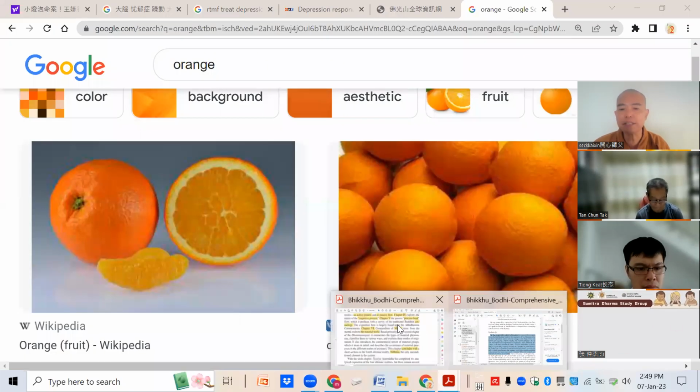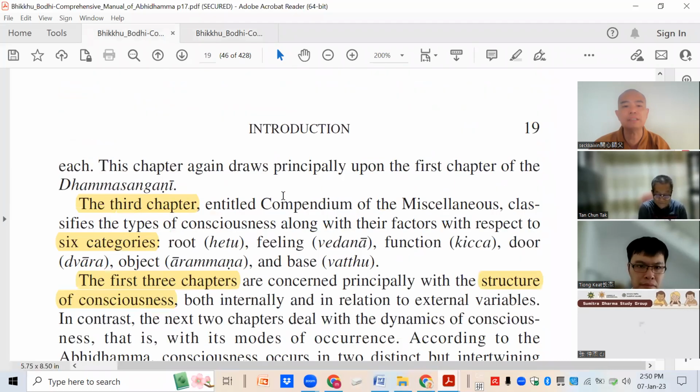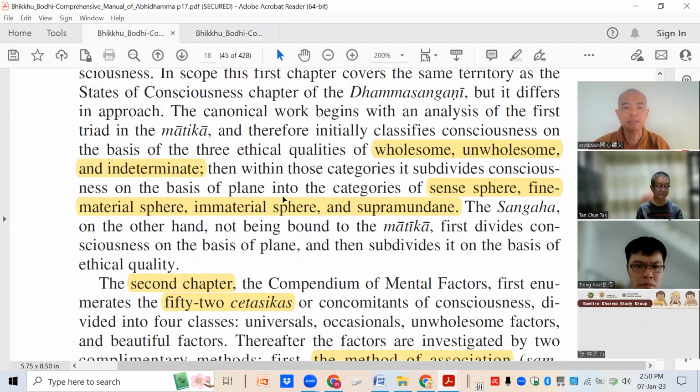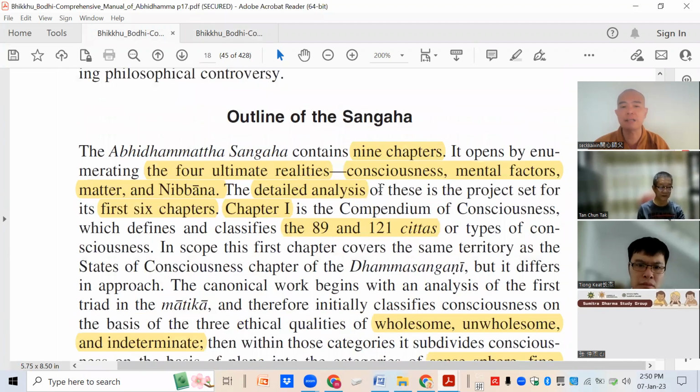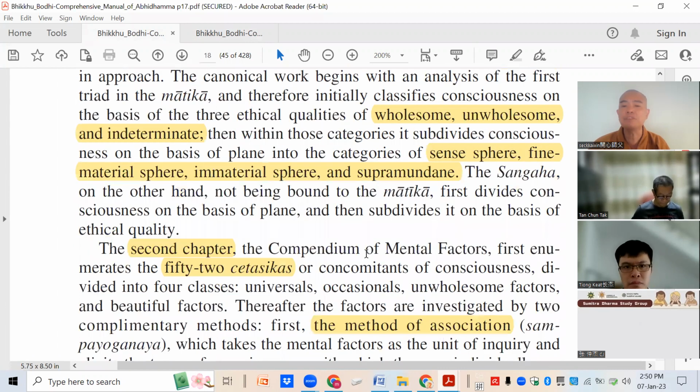I try to use very simple English to explain to you all, because if we go through this, it is very tedious. So let me try to clarify some words. In chapter number 1, it's 89 and 121 consciousness. Then we have a different way to categorize: unwholesome, indeterminate. Once we go through chapter 1, we go through it in detail.